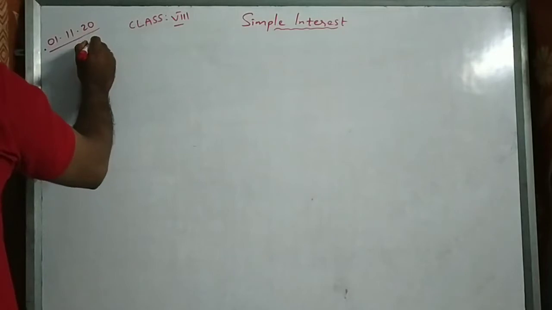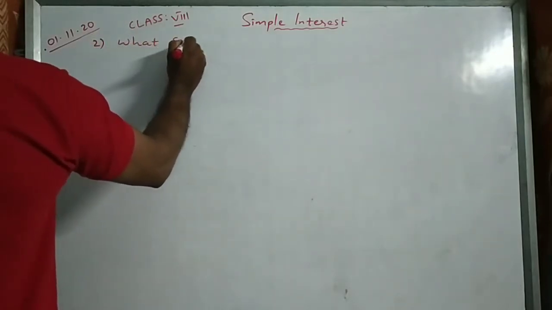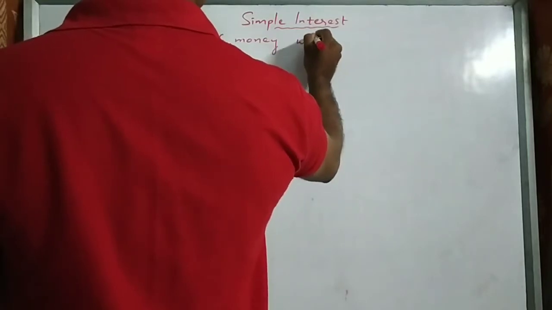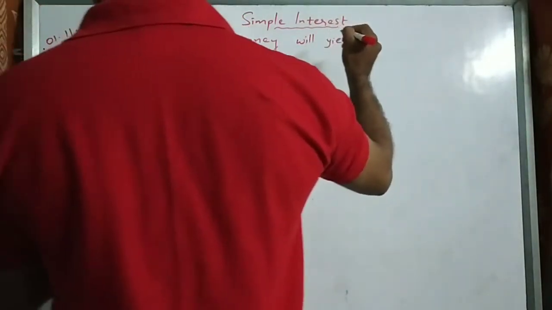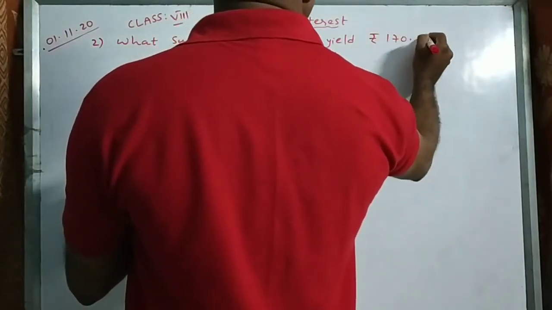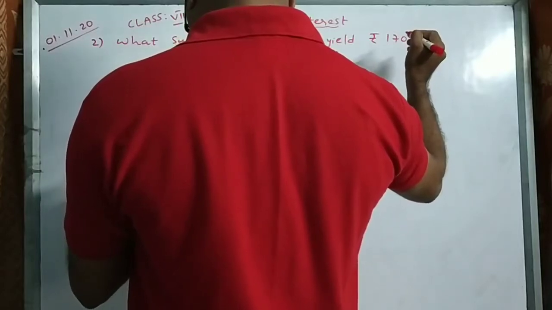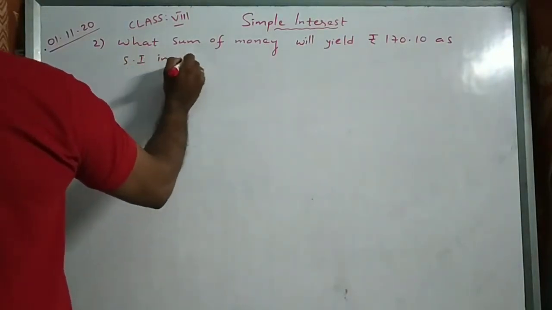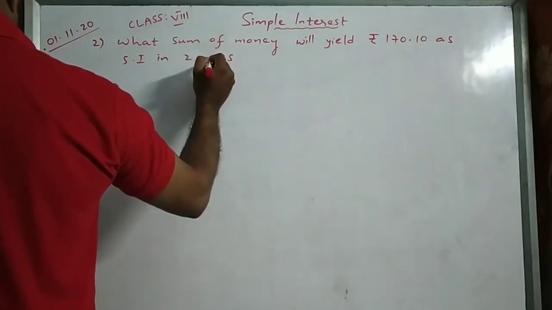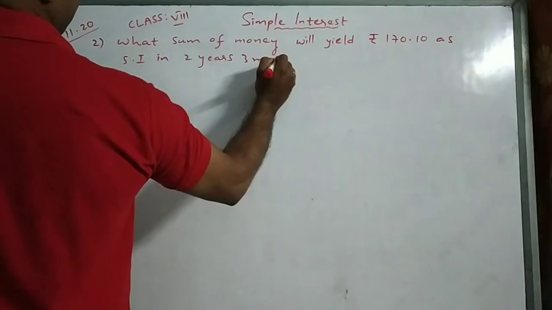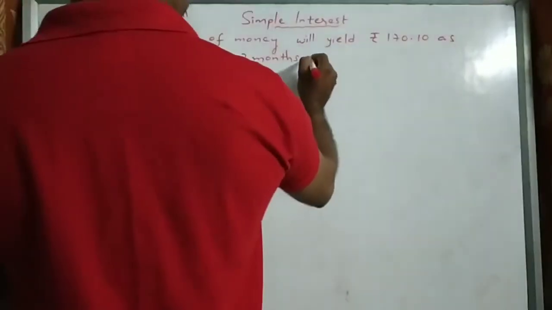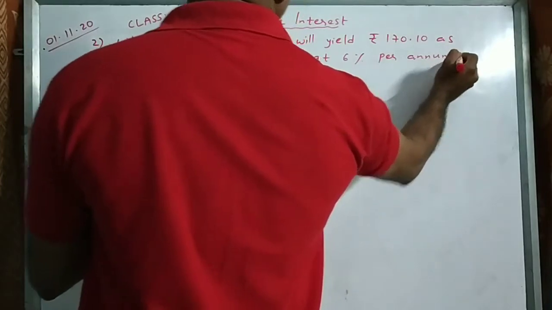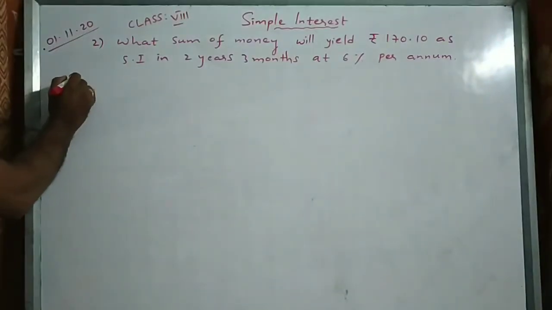What sum of money, second question, what sum of money will yield rupees 170.10 as simple interest in 2 years 3 months at 6% per annum. Okay, we are given here.